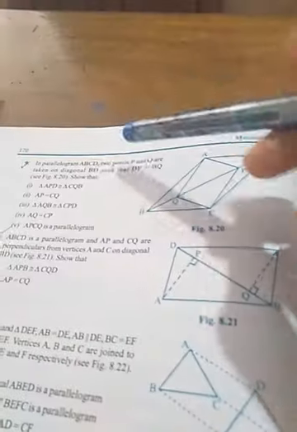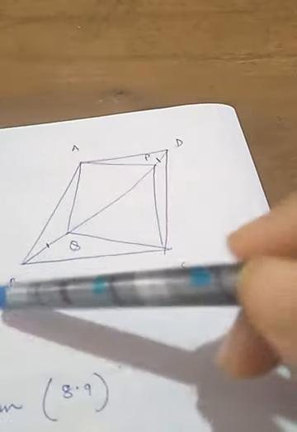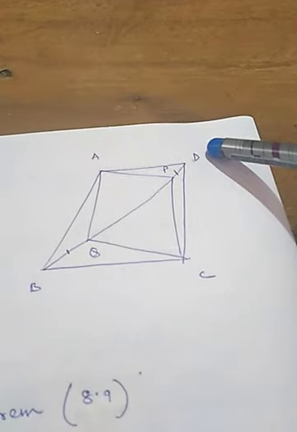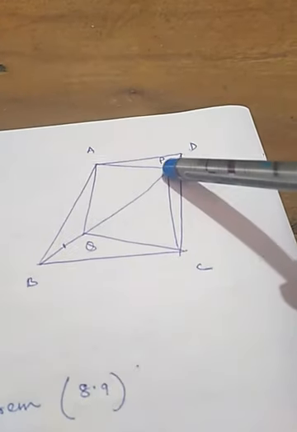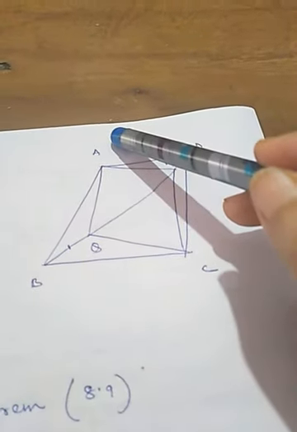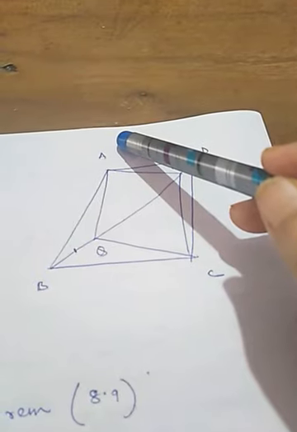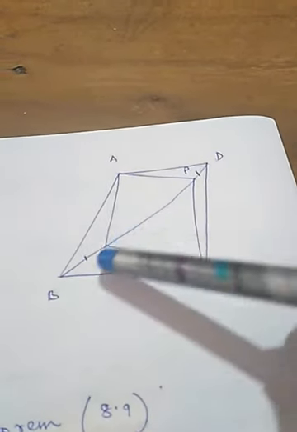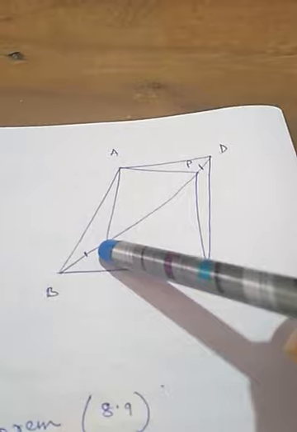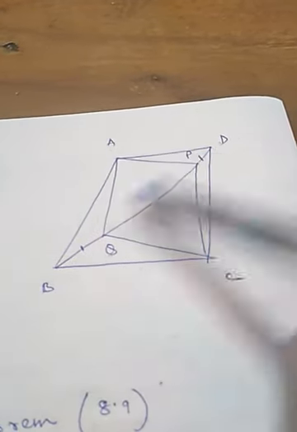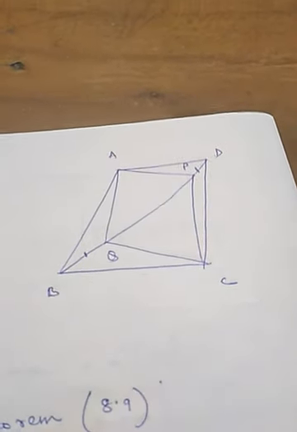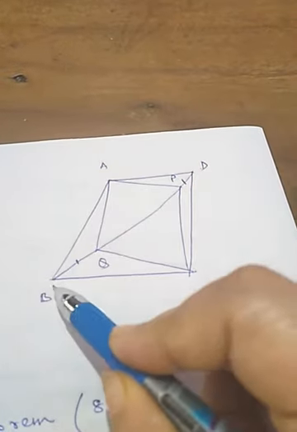I continue this video. Now I'm going to show you question number 9. Okay, question number 9. What is the diagram given like this? Given ABCD is a parallelogram, and in this parallelogram, P and Q are taken on the diagonal BD, such that DP, this line DP, is equal to BQ.